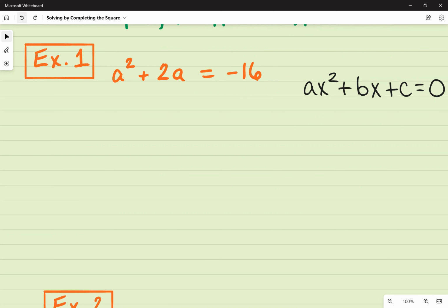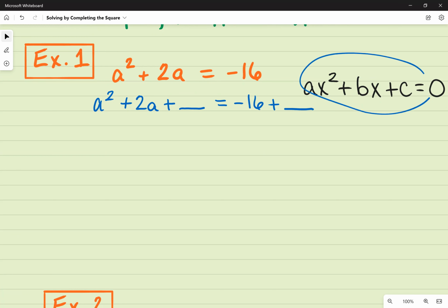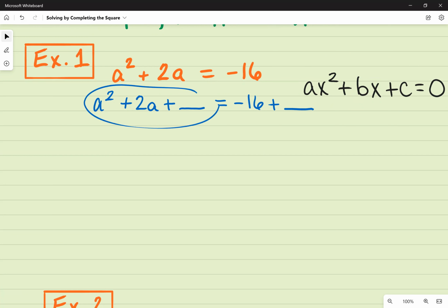When I notice that my leading coefficient is in fact 1, then what I want to do is go ahead and start adding blanks on both sides. So I'm going to rewrite this particular problem, a squared plus 2a. And after that, I'm going to put a plus blank. And what I do to one side, I have to do to the other side. So another plus blank. And what you'll notice over here is this is my standard form. So I want to make sure that on the left-hand side, or wherever my variables are, it is in standard form. So at this point, I want to complete the square.